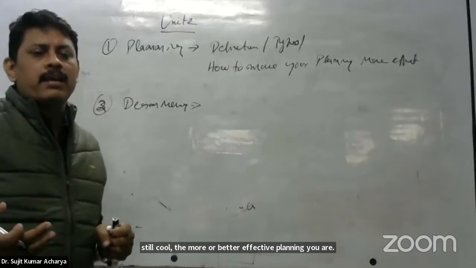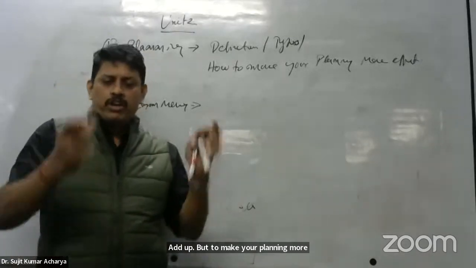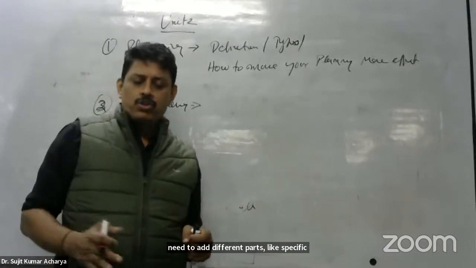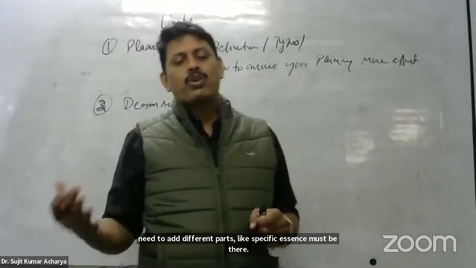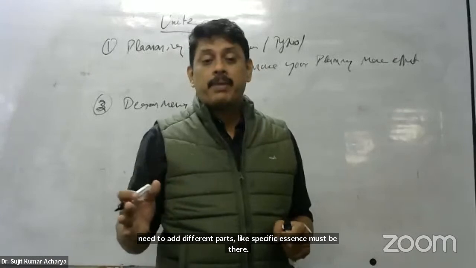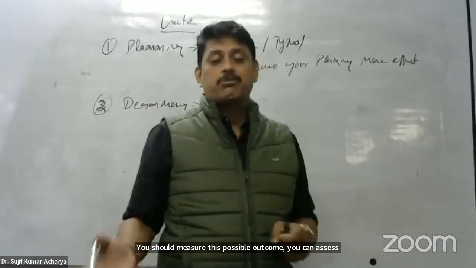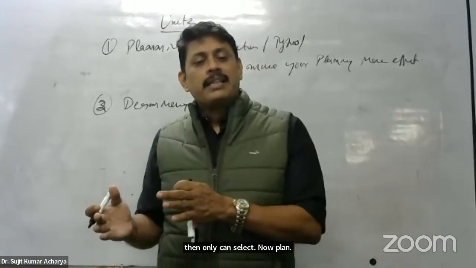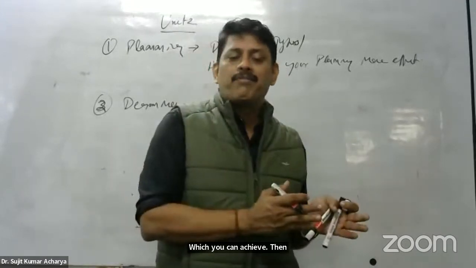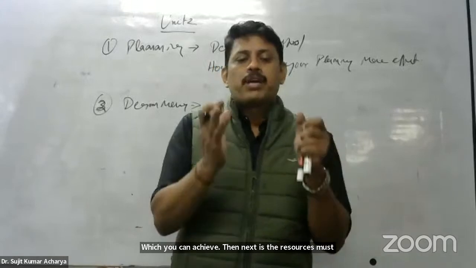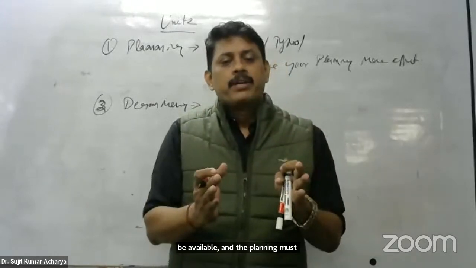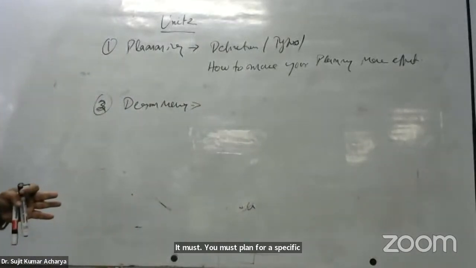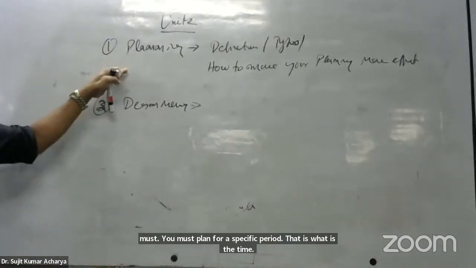But to make your planning more effective, you need to adopt different points, like specifications must be there. You should measure the possible outcome. You can assess or examine the possible outcome of the alternatives. Then only you can select a plan which you can achieve. Then next is that resources must be available, and the planning must have a time parameter. You must plan for a specific period. That is the time. So that also we have discussed.